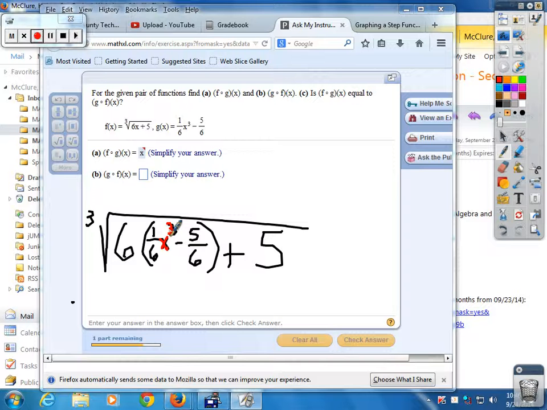1/216, and then they try to cancel the 6 with the 216 or whatever, 256. I can't remember what 6 cubed is. But anyway, I think it's 216 or 256 or something like that. I don't know. So that comes out to be the cube root of what? X cubed minus 5 plus 5. And then what's the cube root of x cubed?